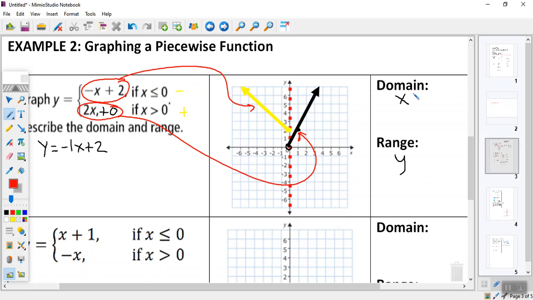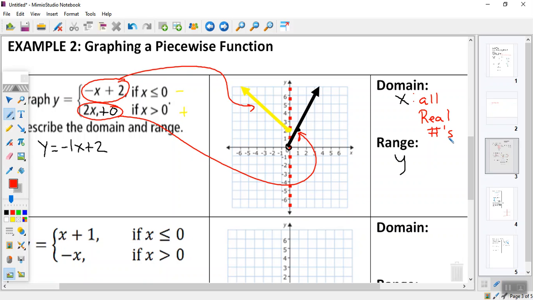Yeah, so, gosh. You know what? If I were you guys on a test or a quiz and I wasn't sure about domain, you know what I'd probably write down? All real numbers. Pretty good chance you might get it right. Okay? Now, that's not going to be the case all the time with piecewise functions, but in this case, all real numbers.